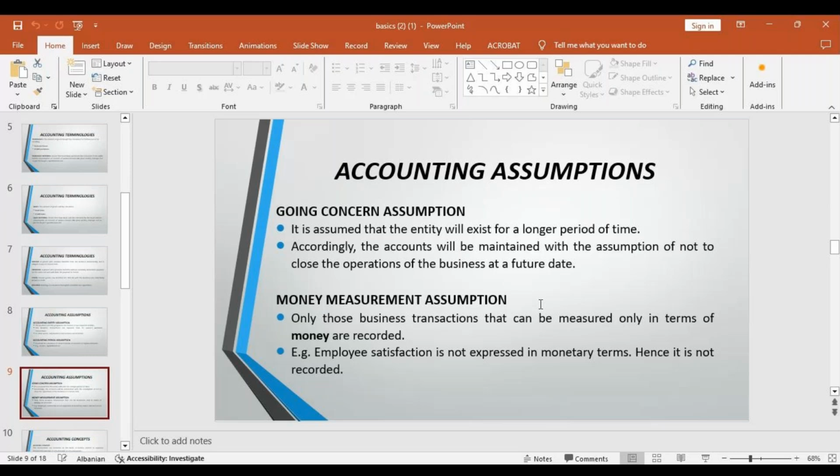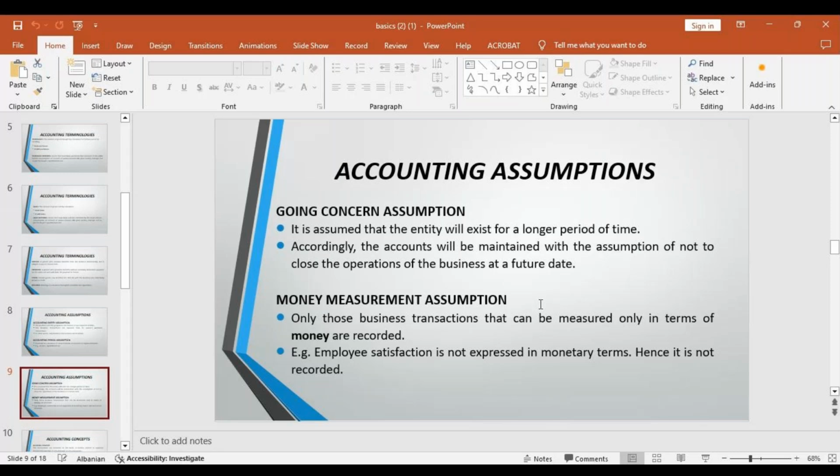So here in the example, it says employee satisfaction is not expressed. So we are not going to record a particular person. Yes, you take customer feedbacks, you take something else, you take the feedbacks from the employees, the manager sees what is going on inside, but that is not recorded, that is not invoiced, that is not documented.